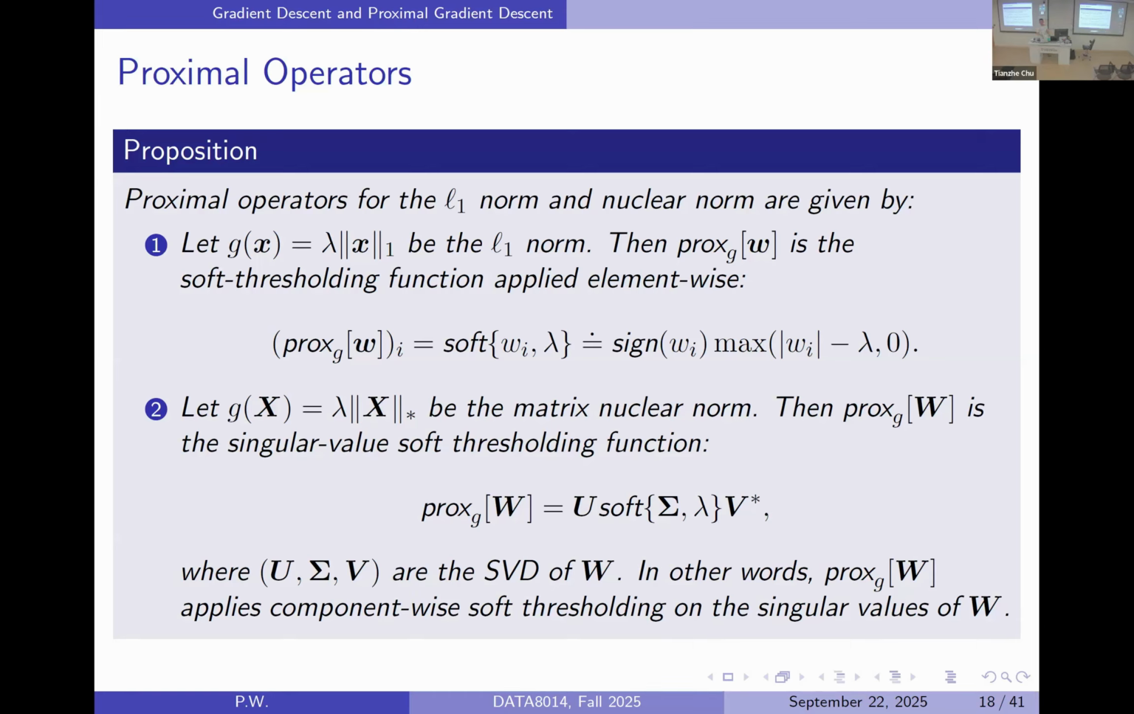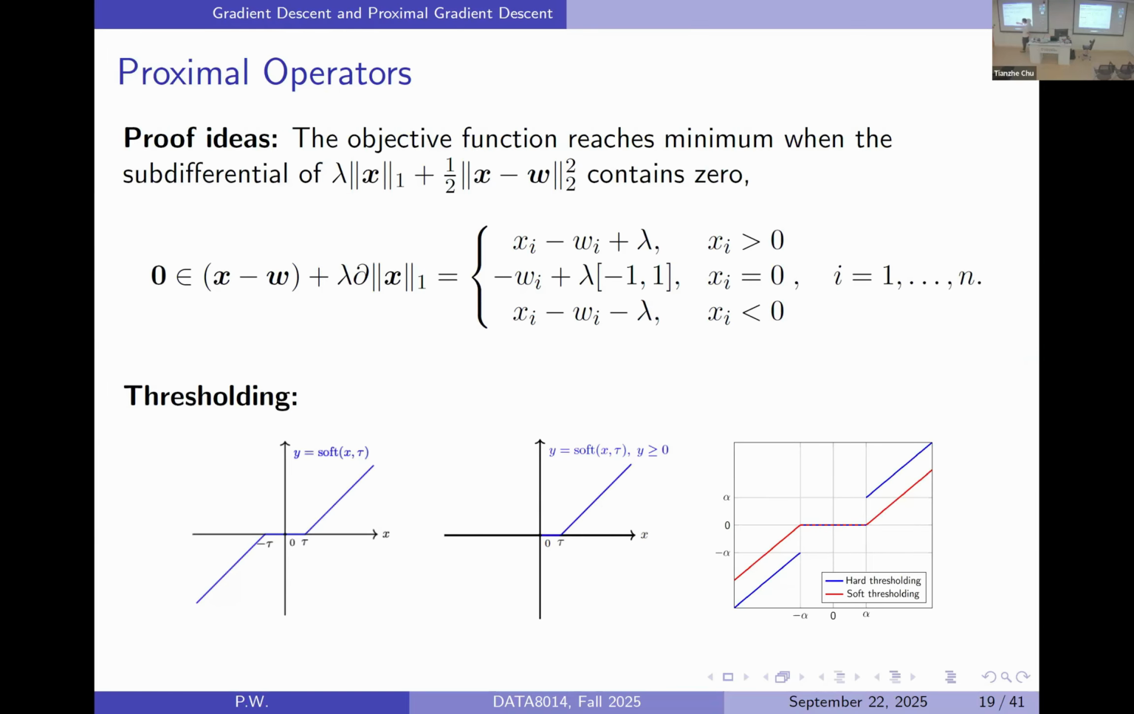So why is the name soft thresholding? Because if the variable wi belongs to the interval between minus lambda and lambda, we take the value to be 0. That is what it means here. We draw a figure here: when wi falls in this interval, minus lambda to lambda, we take the value to be 0.